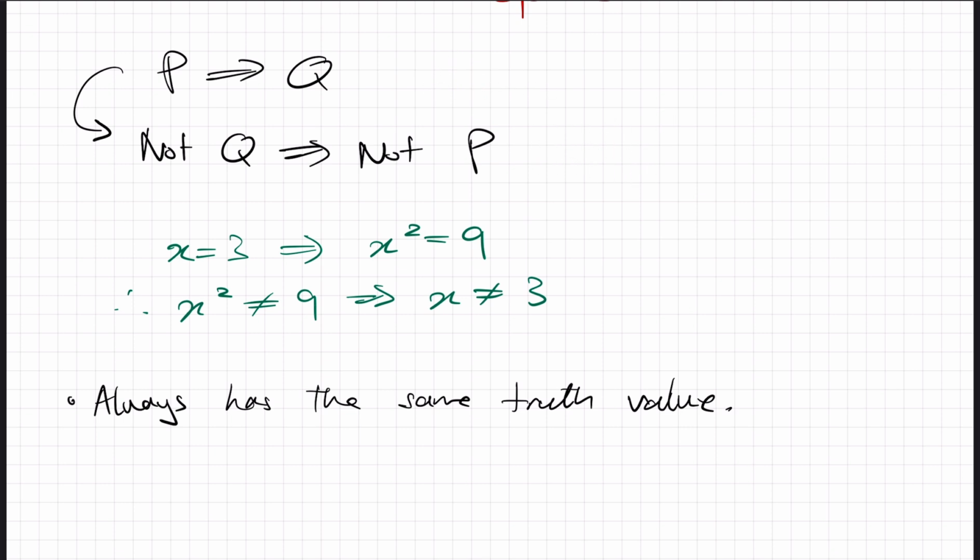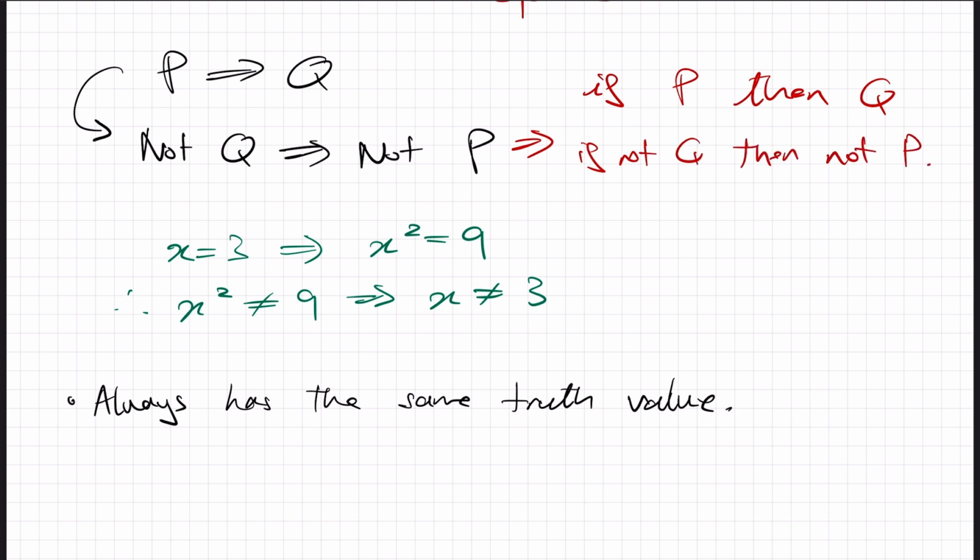We can also write this in if-else notation. So I'll say if P, then Q, and this implies if not Q, then not P. That's the idea of a contrapositive.